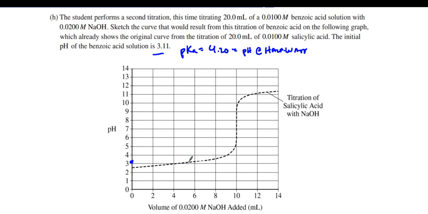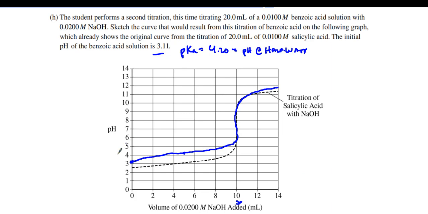Halfway to the equivalence point, we're at 4.2, which is about right here. And because we're using the same volume, the same concentration, and we're titrating with the same thing, it's going to be the same equivalence point at 10 milliliters. And so this curve is going to be a little bit higher up here. There's our buffering region. I didn't do that great, so let me do it a little bit smoother here. And this comes up, and then you can see we have our titration curve looking like that.